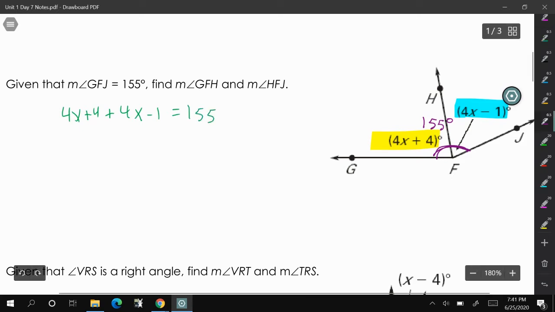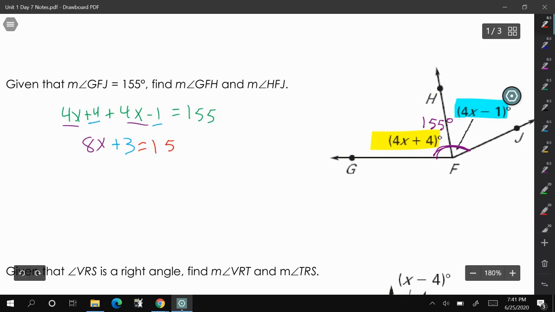So let's combine like terms. We have 4x plus 4x, or 8x. 4 minus 11 is negative 7. And that equals 155. So then we add 7 to both sides. We get 8x equals 162. And then finally, we will divide both sides by 8. So x is equal to 19.